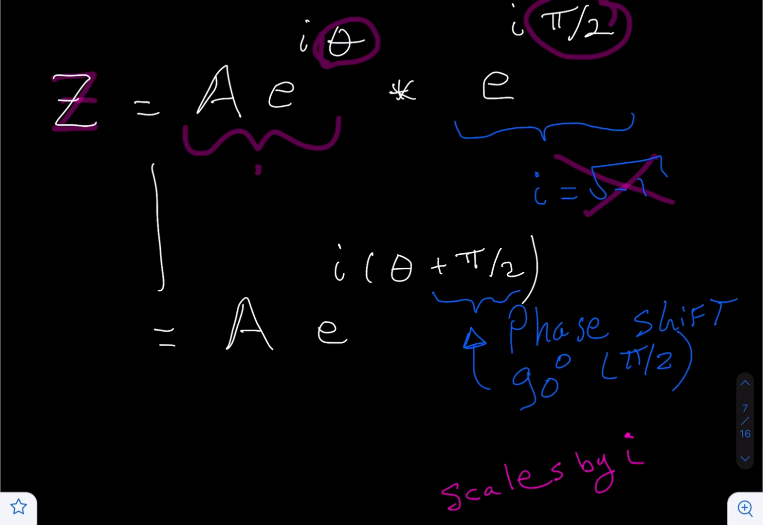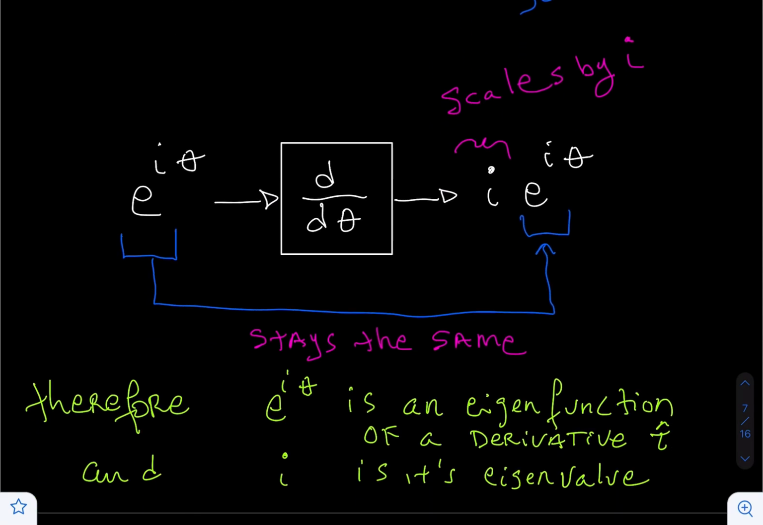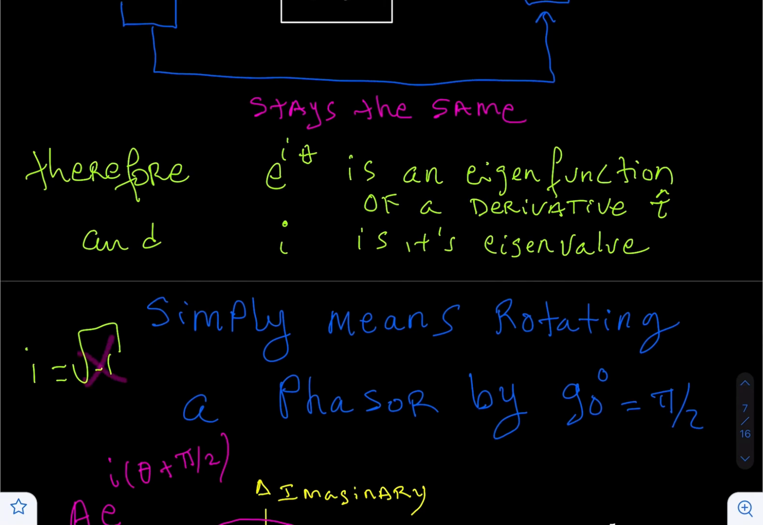And remember, this was the eigenvalue of a derivative of e exponent i theta, right? So again, we're back here, and now it makes more sense. This just simply means that we're actually multiplying or shifting by 90 degrees. So e exponent i theta is an eigenfunction of the derivative transformation, and i is its eigenvalue, right? So square root of minus 1, forget about that. What we're talking about now is simply rotating a phasor by 90 degrees or pi over 2.